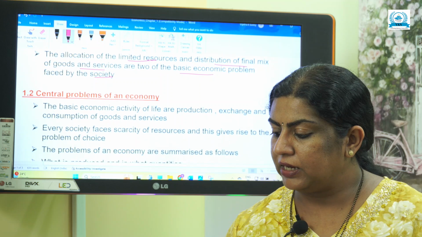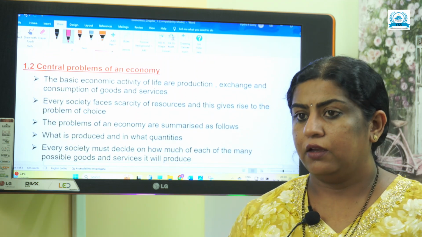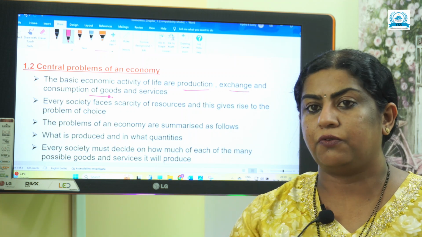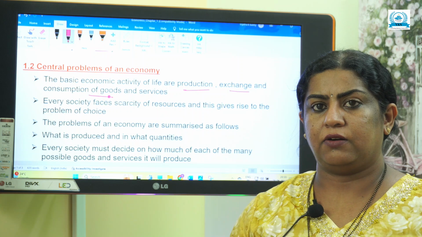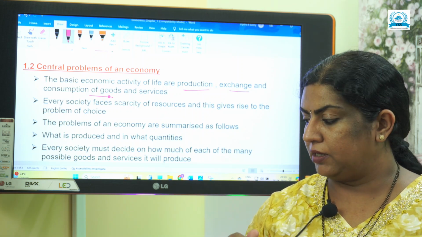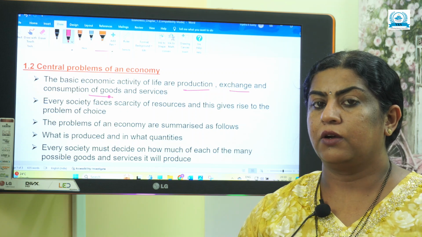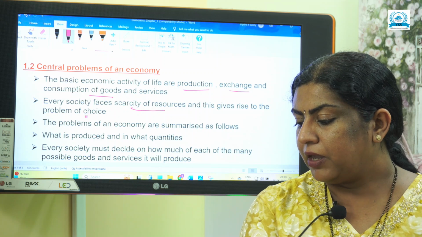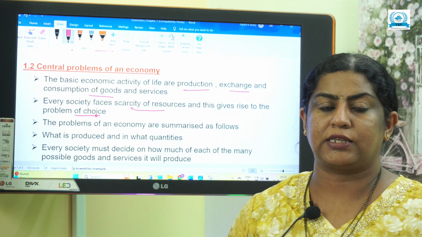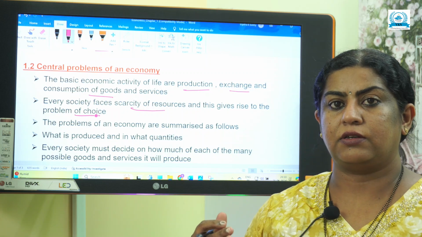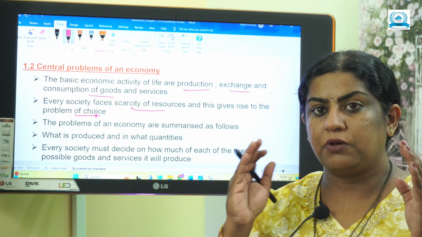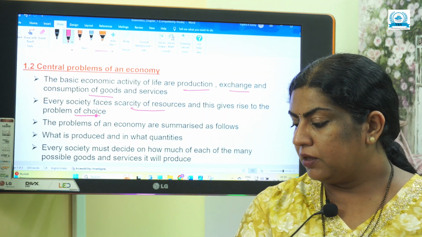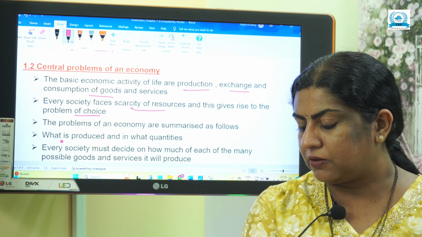Now let us see what are the central problems of an economy. The basic economic activities of life are production, exchange and consumption of goods and services. Every society, as we told, faces scarcity of resources, and this gives rise to the problem of choice. Like we learned, resources are limited, and because of that we should decide for what these resources should be used. So there comes the problem of choice. The problem of an economy can be summarized as follows.